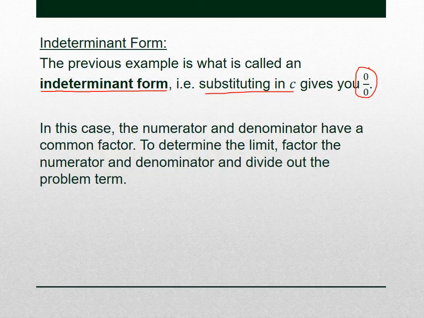Well, what you do is factor the numerator and factor the denominator, and there will be a common factor that you'll be able to cancel and get rid of. Every time you have an indeterminate form 0 over 0, the numerator and denominator will have a factor in common that's causing that problem, so you can factor the numerator and denominator and cancel out the problem term.